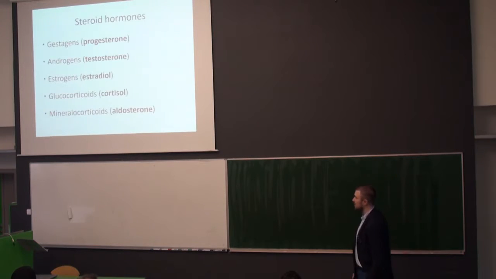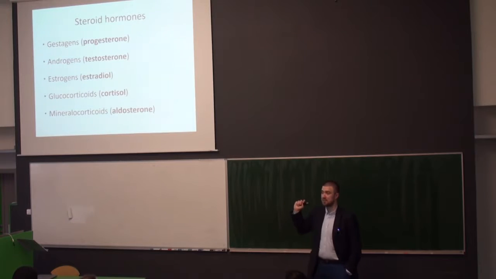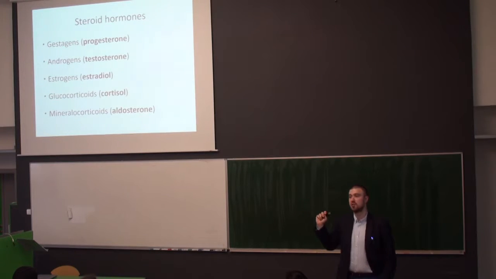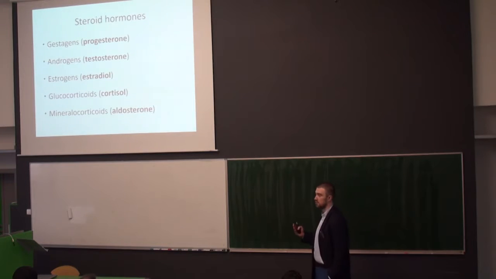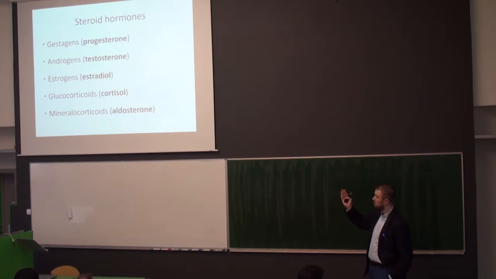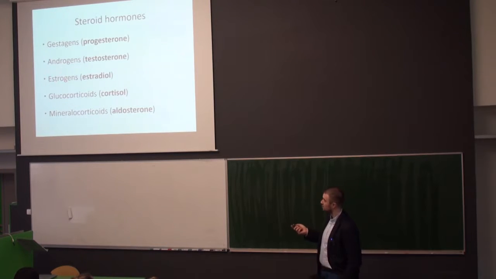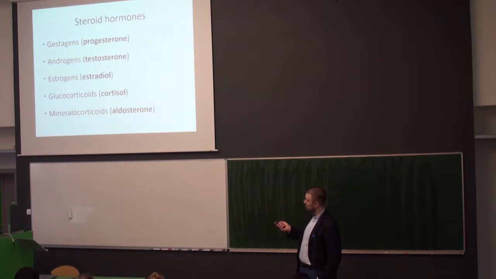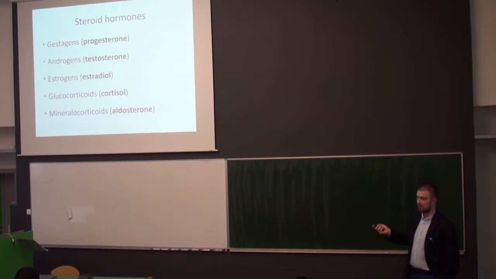So if we start with the steroid signaling molecules, we begin with the fact that you know from the previous course. You know that when we spoke about the synthesis of cholesterol, we mentioned that cholesterol is precursor for some signaling molecules that we call steroid hormones. And we also defined that we have 5 groups of steroid hormones that are listed here. That means gestagens, representative is progesterone, androgens, that means, for example, testosterone, estrogens, that mean estradiol, glucocorticoids are represented by cortisol, and mineralocorticoids are represented by aldosterone.